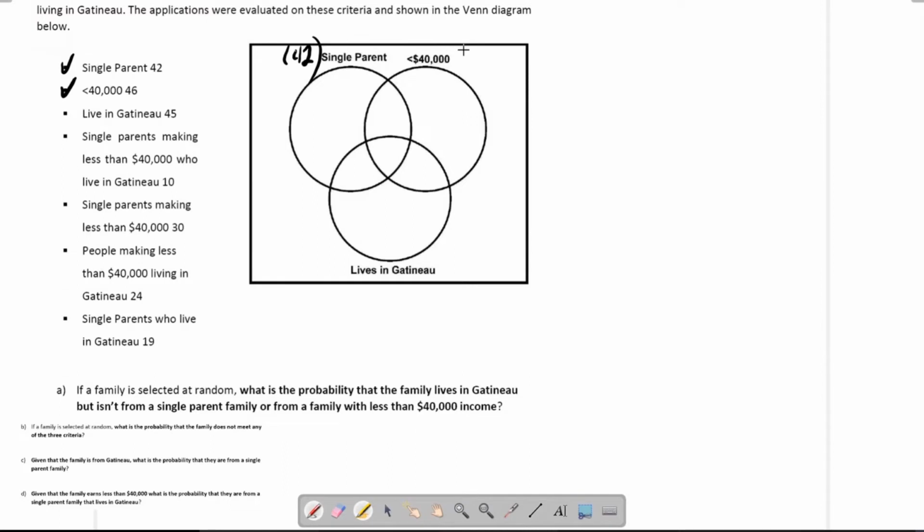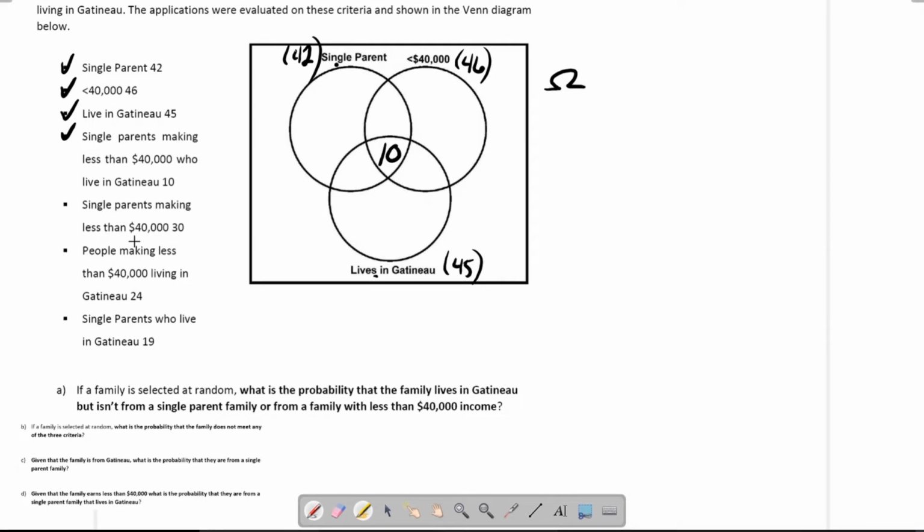Same thing with the 46 who are earning less than 40,000, and the same thing for the people living in Gatineau, where we've got 45 of them. In this case, they didn't give us the sample space, so we don't know how many we've got in total yet. Now we're told we've got single parents making less than 40,000 who live in Gatineau, that there are 10 of those. They're meeting all 3 criteria, so we know there's 10 right in the middle.